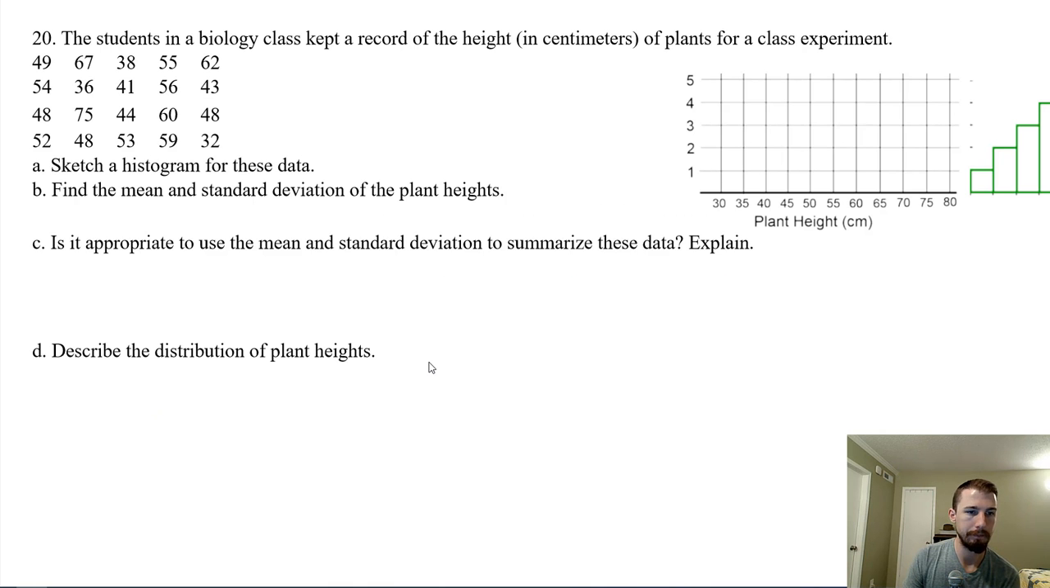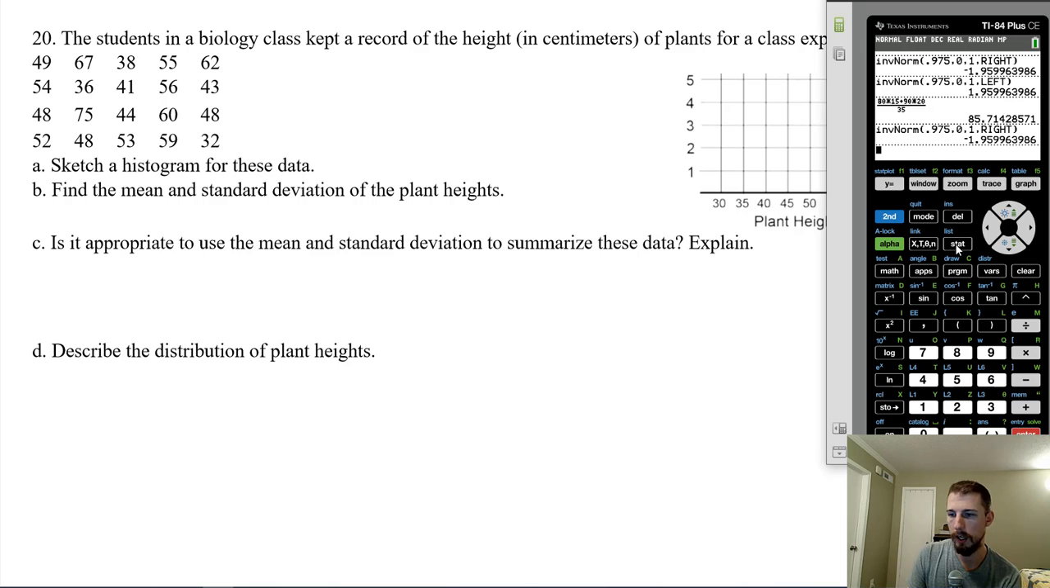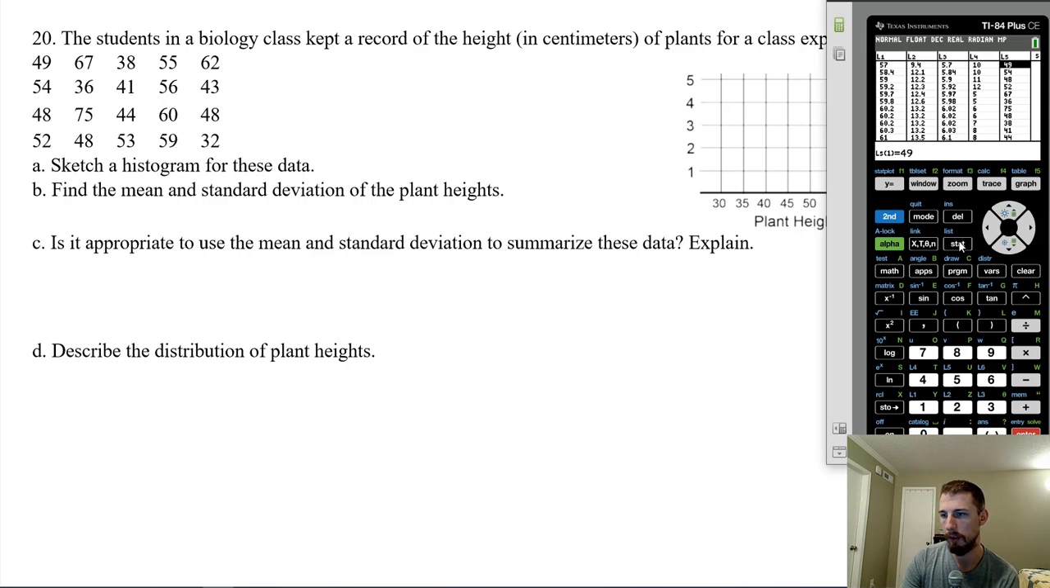A students' biology class kept a record of heights in centimeters of plants for a class experiment. We want to graph the histogram. To do that, we're going to put our data into our calculator. I put it all into list 5. There are 20 of them altogether. Then we want to graph it out.